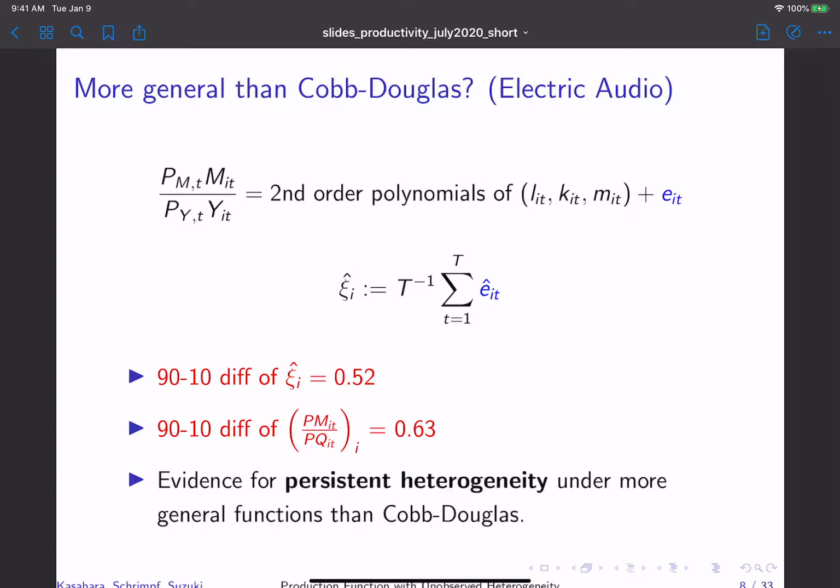you take the residual from regressing the material share on the second order polynomial of L, K, M, and get the residual, take the weighted long-term average, so that represents the residual part of the technology. And then if you look at the 90 to 10% differences, it doesn't reduce much. So this is evidence that persistent heterogeneity is there, even if you go to a more general function than Cobb-Douglas.